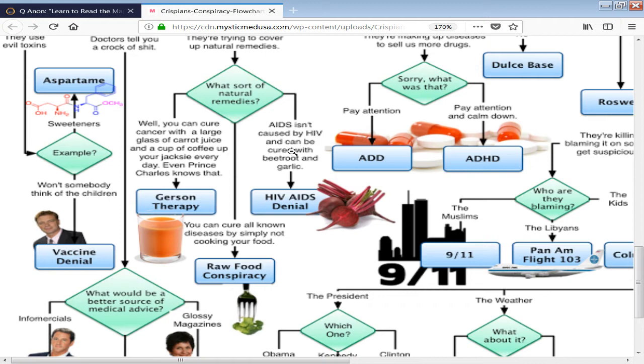AIDS isn't caused by HIV and can be cured by beetroot and garlic. HIV/AIDS denial. Or in the middle, you can cure all known diseases by simply not cooking your food. Raw food conspiracy. Now, when they say raw food, this isn't like you're going out and eating a bunch of raw chicken. First of all, it's got to be clean food. And what do I mean by clean food? Read Leviticus, and that should let you know what God deems as food and what is not food. Raw food can be, don't steam your vegetables, eat raw vegetables, a lot healthier for you, stuff like that.